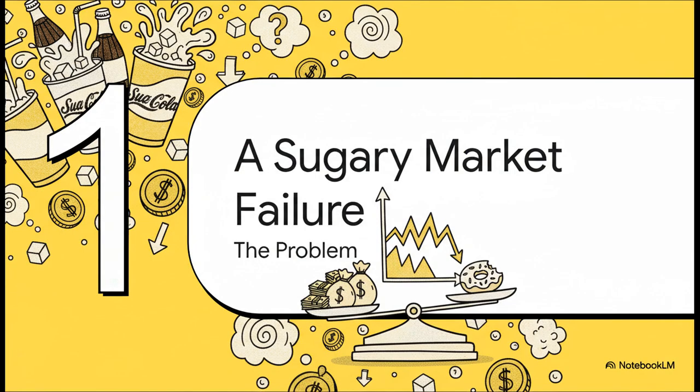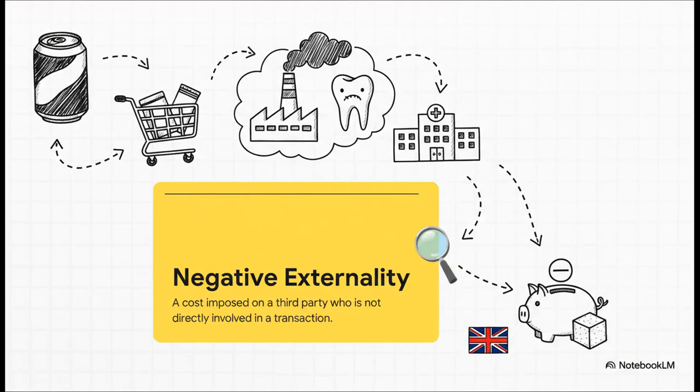Okay, so to understand why they did this, you first have to see the problem through an economist's eyes. When an economist looks at the situation, they don't just see a health issue. They see a classic case of market failure. The key idea here is something called a negative externality. So what does that mean? Well, it's when a simple transaction, like you buying a can of soda, creates a sort of spillover cost for people who weren't involved at all. In this case, society as a whole. And those extra costs, they're not included in the price you pay at the checkout.